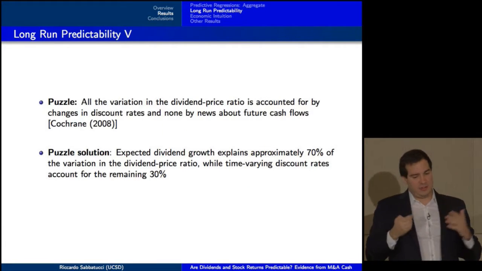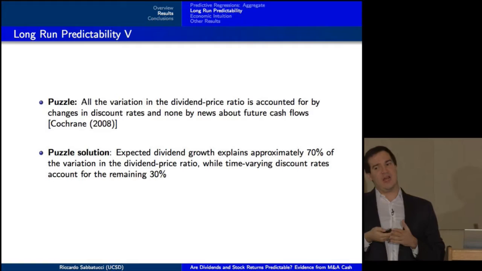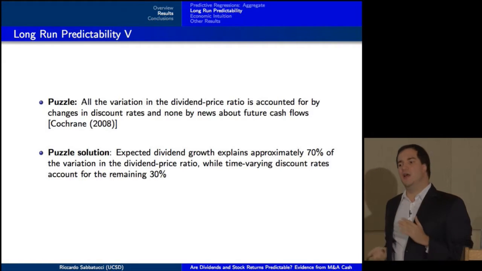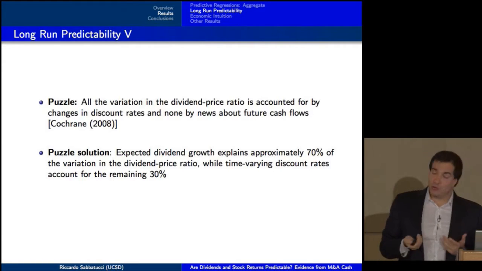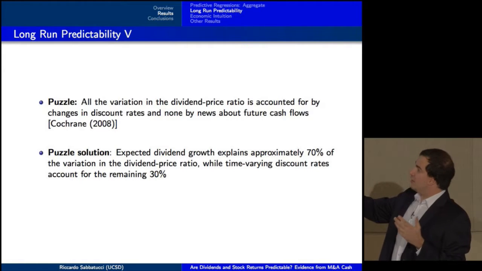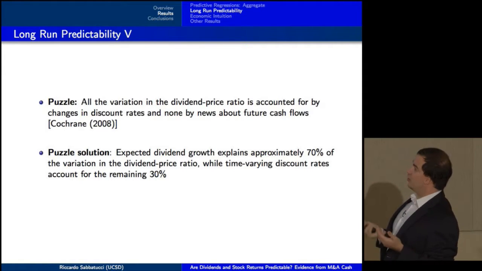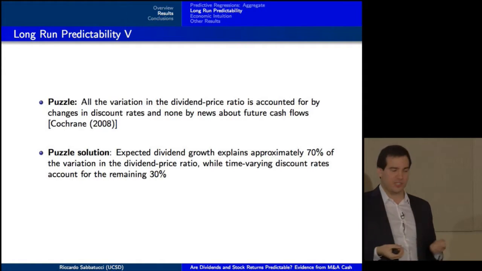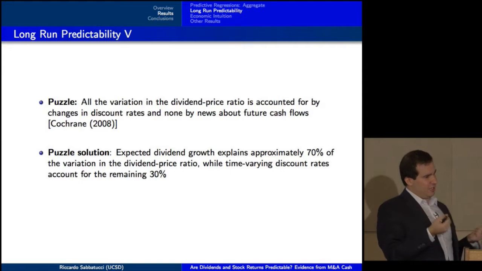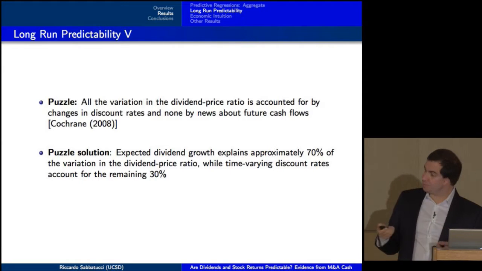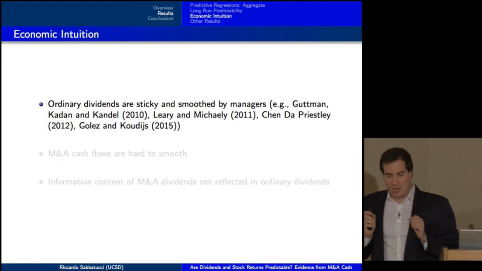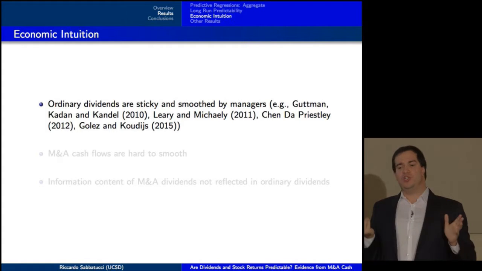Again, the puzzle is that all the variation in the dividend price ratio is accounted for only by changes in discount rates. And the solution is that, well, it seems that expected dividend growth explains approximately 70% of this variation, while the remaining 30% is explained by changes in discount rates. Now, what's the economic intuition of this result?